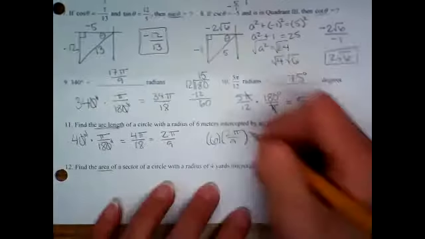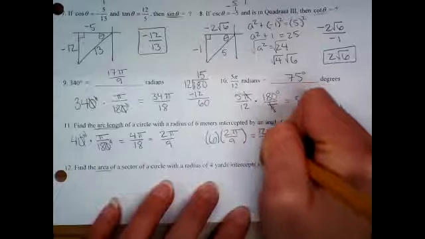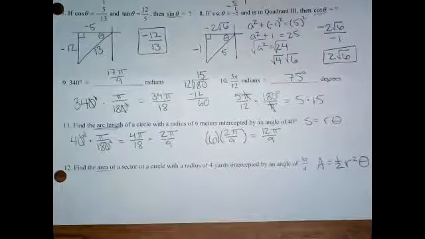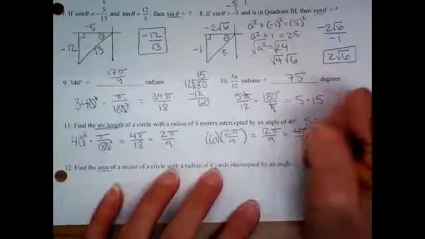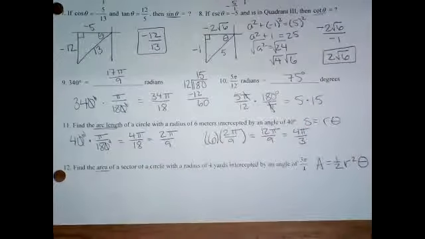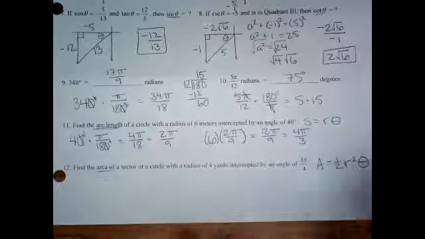So 6 times 2 is 12. And then how would we reduce 12 ninths? They'll both divide by 3. So 4/3. 4 pi over 3 is your answer. Just don't forget to put units. It is meters.